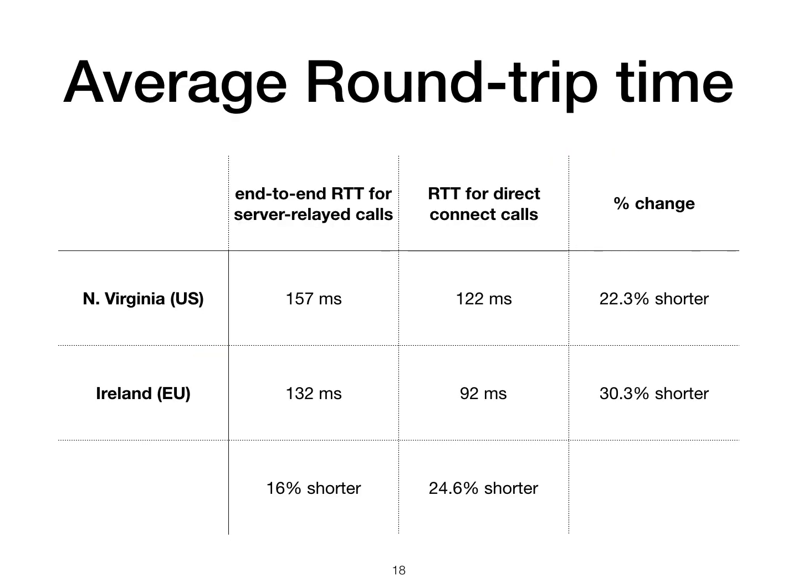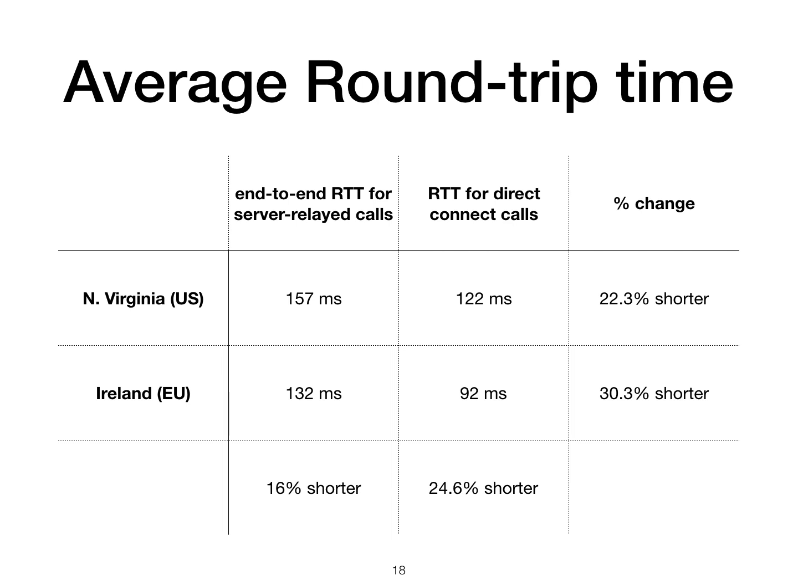So here we see the average end-to-end RTT for North Virginia and Ireland. We were unable to collect a representative amount of data for Oregon and Australia, so we haven't included those regions in our study. Direct connect calls experience between 22% and 30% shorter RTT than relayed calls, depending on the region. And we can also observe that RTT in Europe is between 16 and 24.6% shorter, depending on the connection mode.